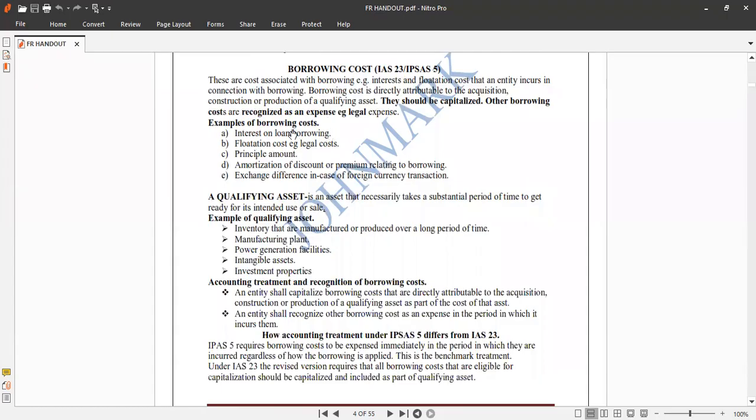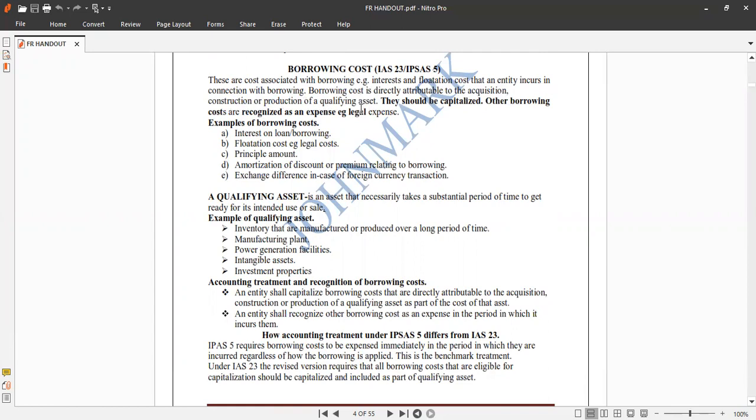Then we have borrowing costs. That's under IAS 23 or IPSAS 5. And what are borrowing costs? Now, borrowing costs are the costs associated with borrowing of funds. So there are costs associated with borrowing, such as interest and flotation costs, that an entity incurs in connection with borrowing. Borrowing cost is directly attributable to the acquisition, construction, or production of a qualifying asset.